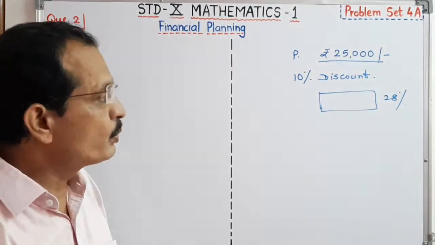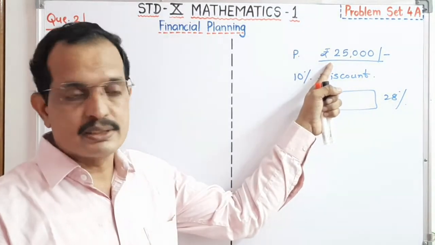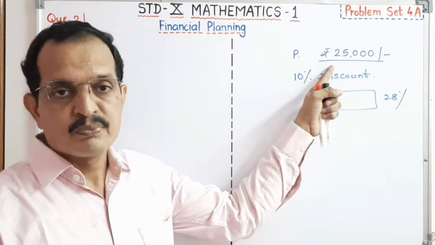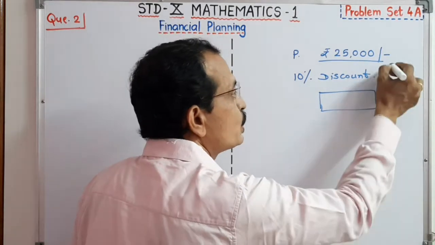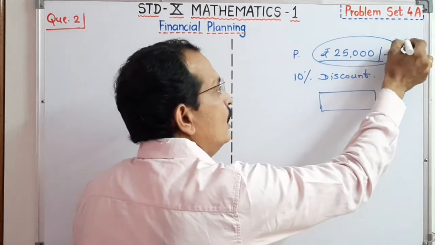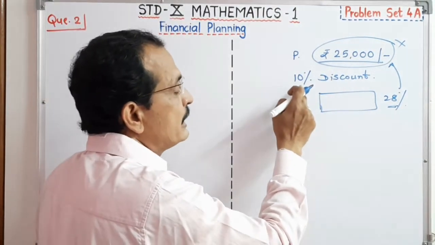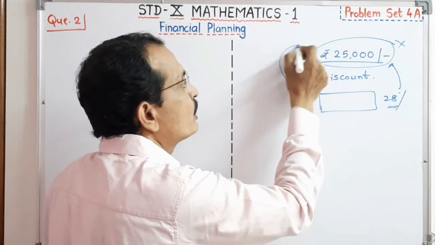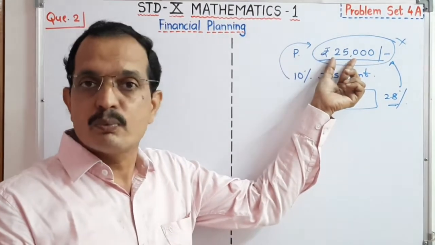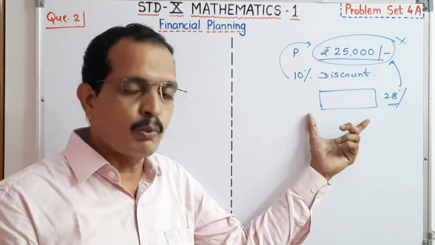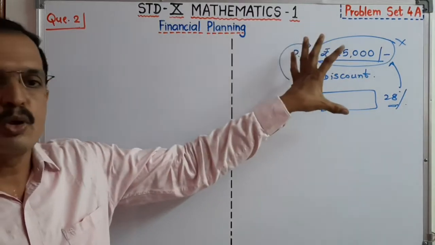Dear student, first of all we have to understand the question. The printed value of that showpiece is 25,000 rupees and 28% GST is applied. Dear student, this 28% GST is not applied on this amount. Why? Because the dealer gave 10% discount on this amount. That means this discount amount we have to subtract from this printed value, and then we will get some amount. On that amount 28% GST is there. In this sum, this part is important.